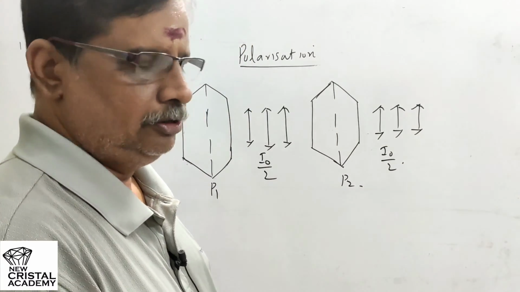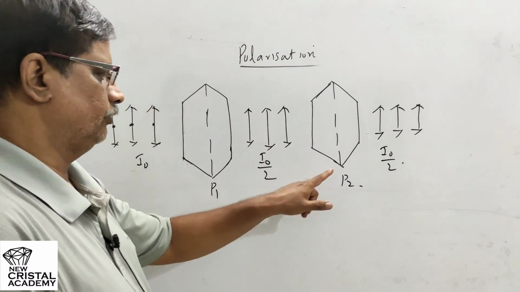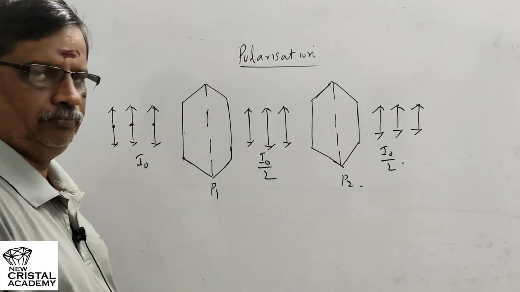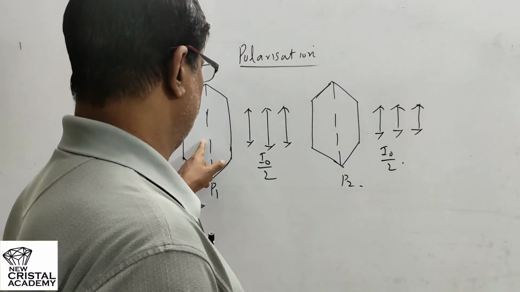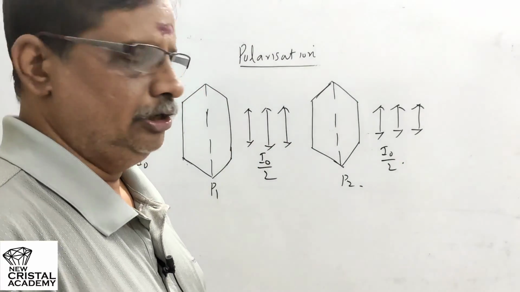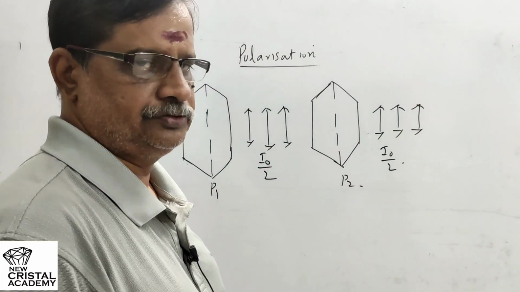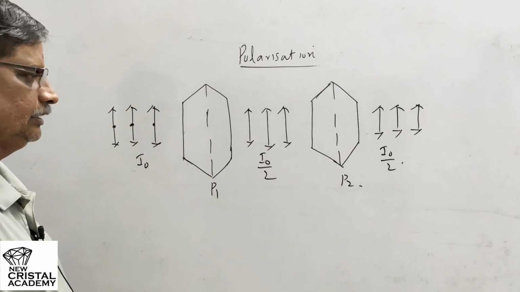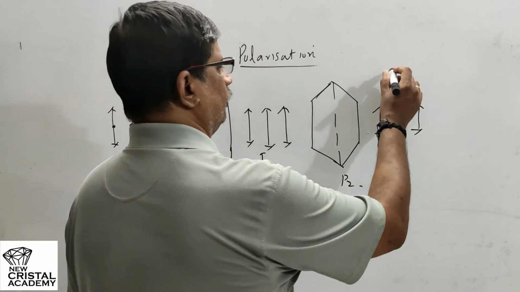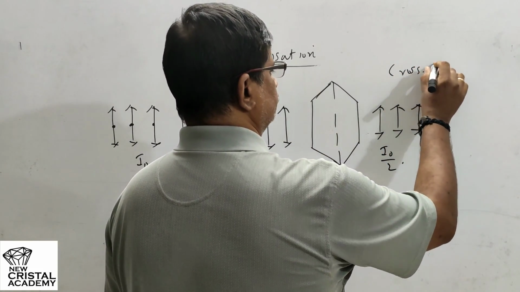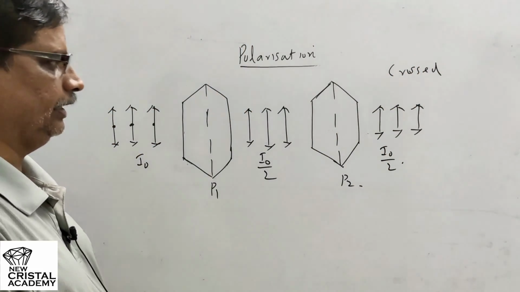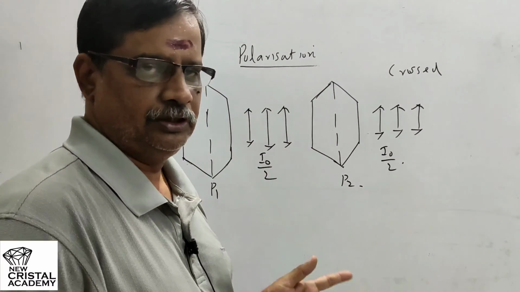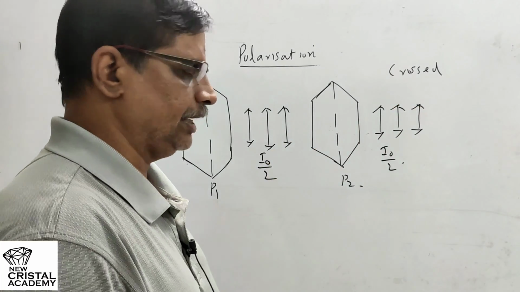What will happen? It's now very much evident that as I rotate this crystal, the intensity gradually reduces from I0 by 2 to 0. Once the optic axes of the two crystals become perpendicular to each other, no light will be transmitted by the second crystal, and that is because the two axes are now mutually perpendicular. We say that the crystals are now crossed, the optic axes are now crossed with each other. So when we say that their optic axes are crossed, it means that the angle between them is 90 degree. So no light will pass through the second crystal.